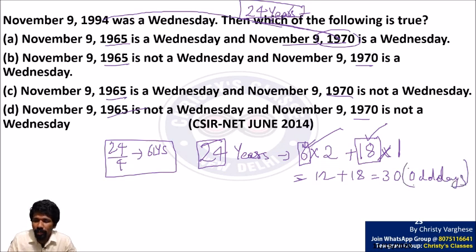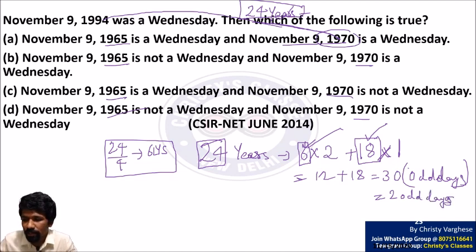Odd days, I told you, are extra days after complete weeks. 30 odd days is the same as 2 odd days. Why are they the same? Because multiples of 7 do not matter in a calendar problem, because multiples of 7 will give you the same day only. 30 days backward, 23 days backward, 16 days backward, 9 days backward, 2 days backward, all are the same.